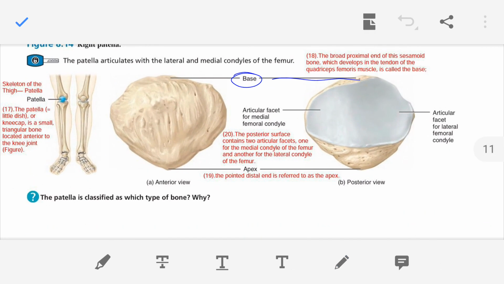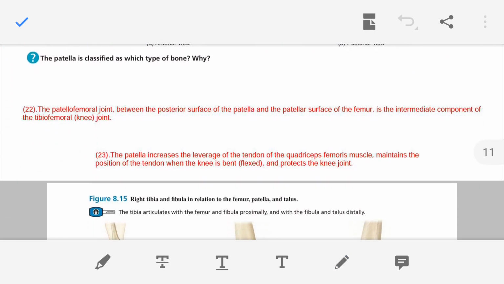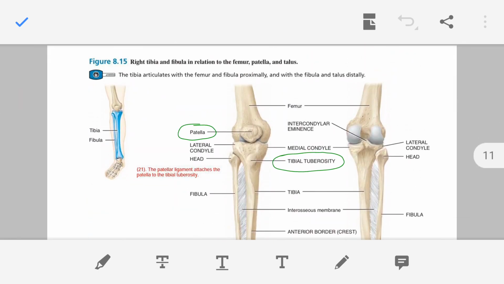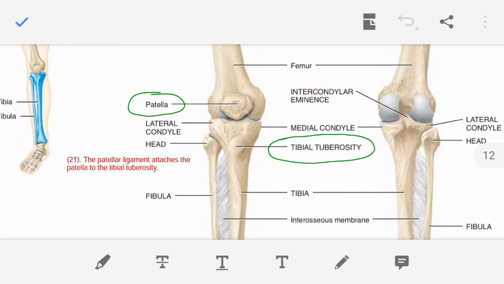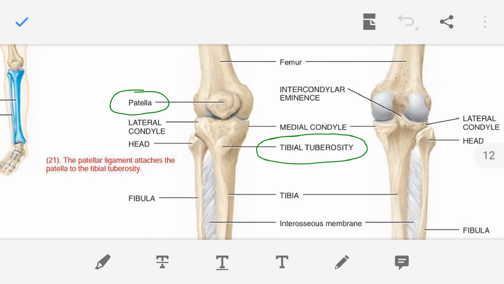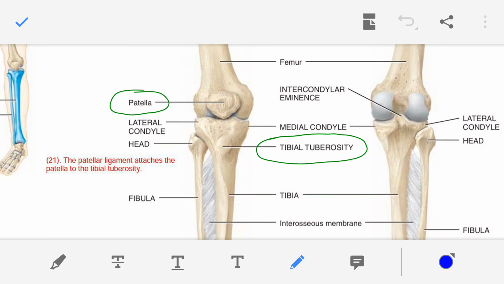Now moving on to point number 21. Now first of all, as you can see, these are the two names. One is tela, another name is the tibial tuberosity. Now this part, this projection, this bulge out area is known as the tibial tuberosity, and this is the tela.